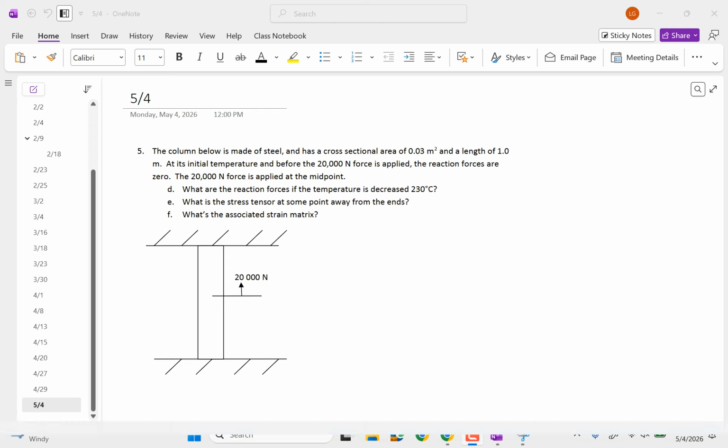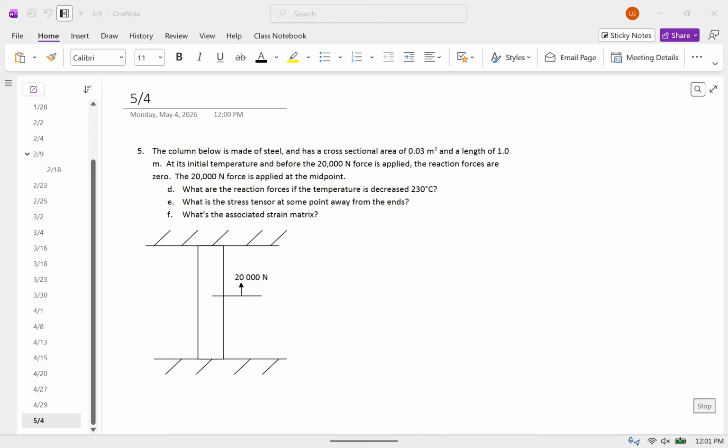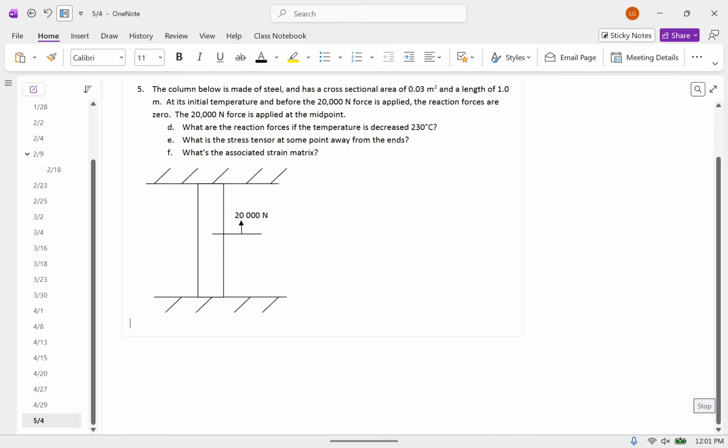Okay, so I'm going to start with just doing the statically indeterminate systems part of number 5, and then I'll do number 6. So we have this column made of steel, given cross section, given length.